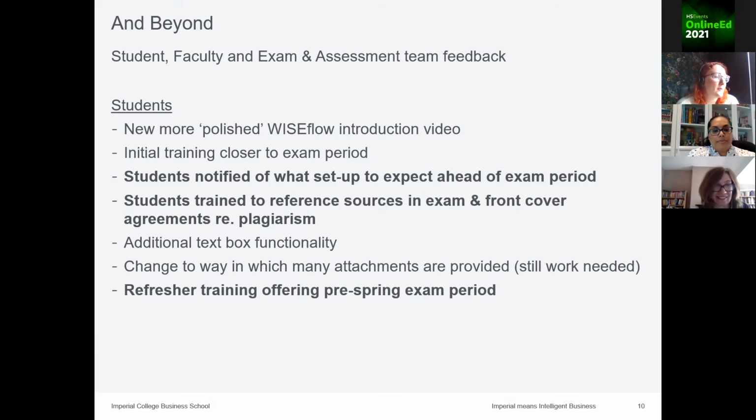And we're now going to be offering them refresher training ahead of the spring exam periods, because it was quite a long time when they're going to the second set of exams from the initial training back in, say, October, November, that we've noticed that they kind of forget quite a few things before they get there.